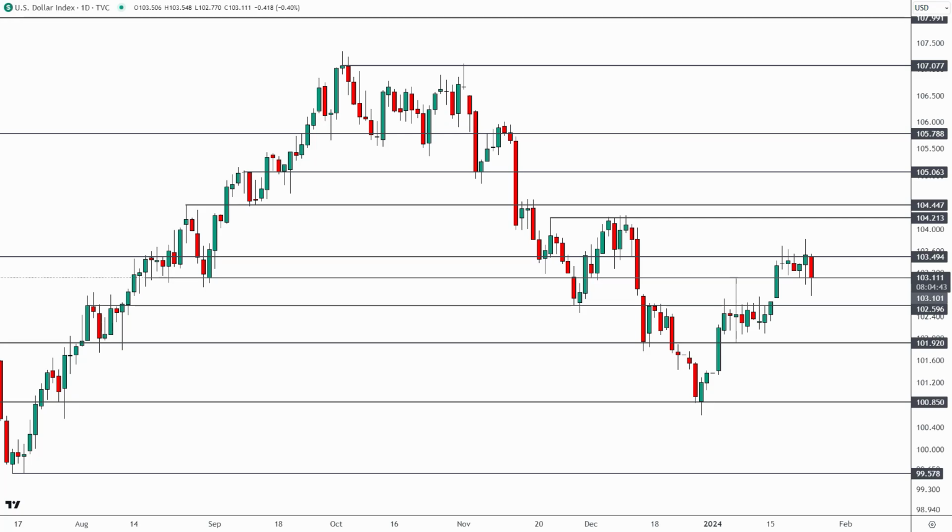Is the DXY, the US dollar index rally over, and what does that mean for pairs like the EURUSD and the pound versus the dollar? So let's jump right in here, looking at the DXY daily time frame.